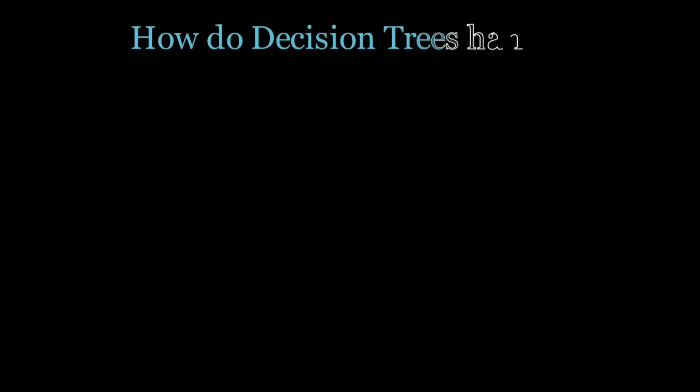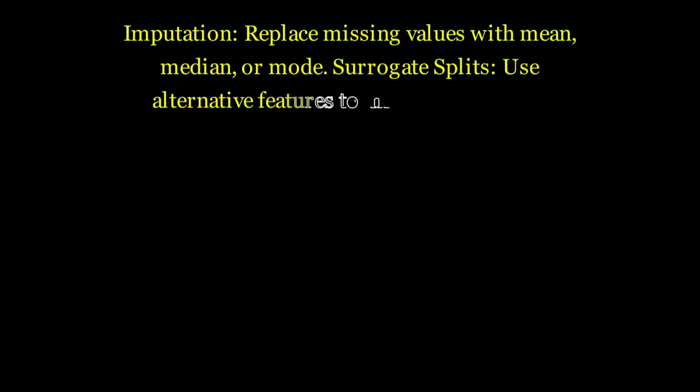How do decision trees handle missing values? Imputation replaces missing values with the mean, median, or mode. Surrogate splits use alternative features to mimic the primary split.